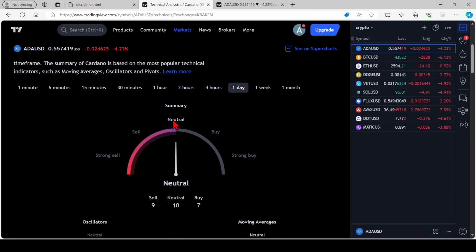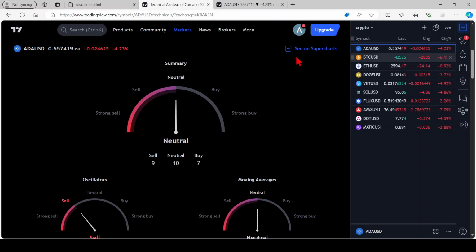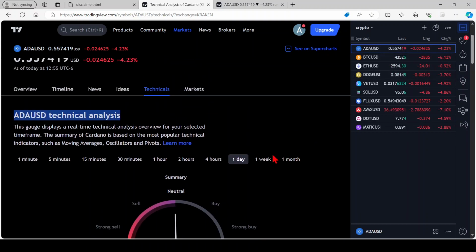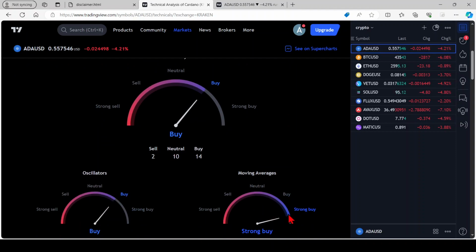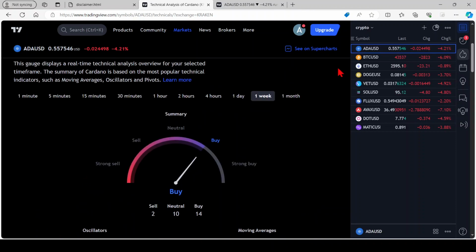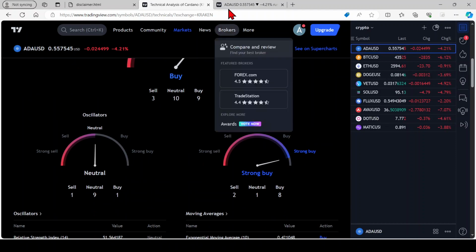Looking at the 1 day, ADA is showing neutral oscillators, sell, moving averages, neutral. Let's look at a longer time frame. 1 week, we're looking at a buy on oscillators and a strong buy on moving averages. And on the 1 month, we also see a buy. Scroll down, oscillators are neutral, moving averages are a buy.